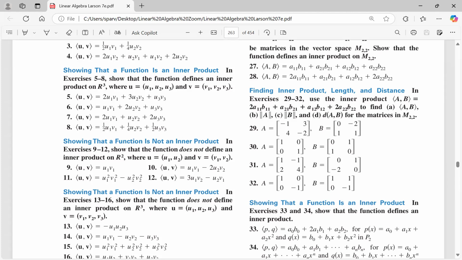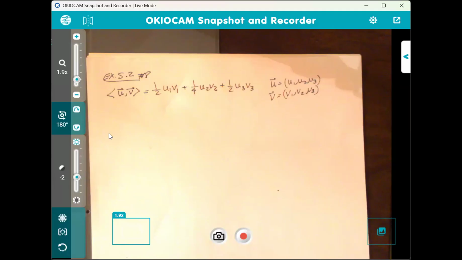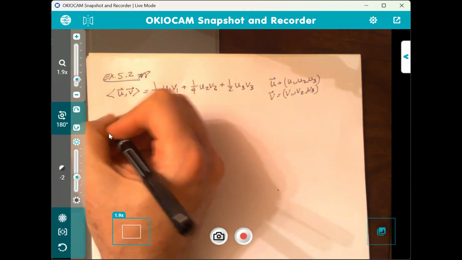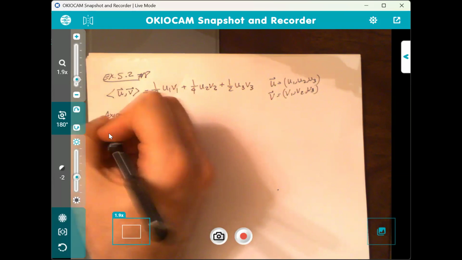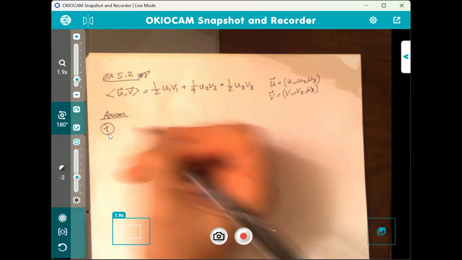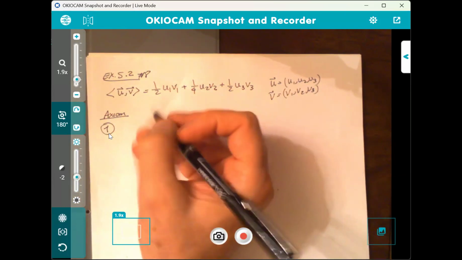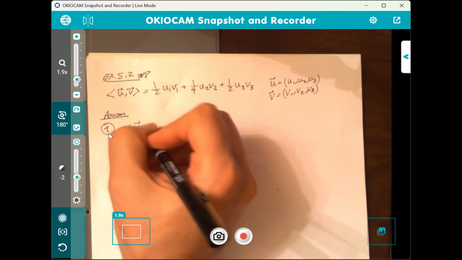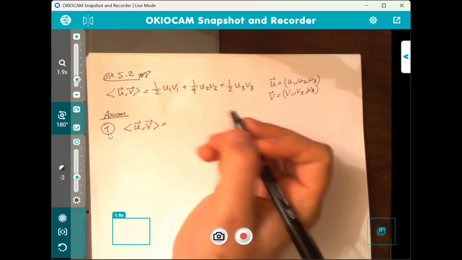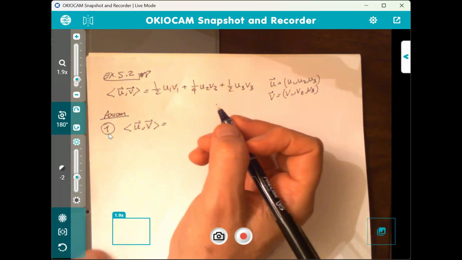Okay, let me switch back to my notepad. All right, so we want to show it. And remember, there were four axioms that we had to do. So let's do axiom number 1. Axiom 1 is that the dot product of U and V should equal the dot product of V and U, correct?